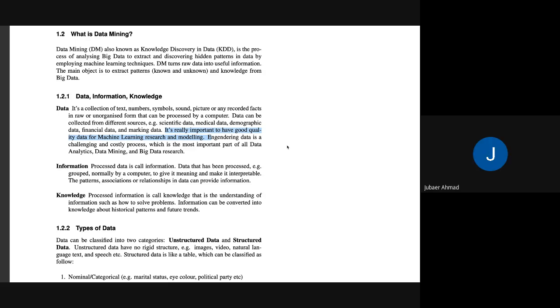What is information? Information is processed data. Information is the process of turning data into something meaningful.